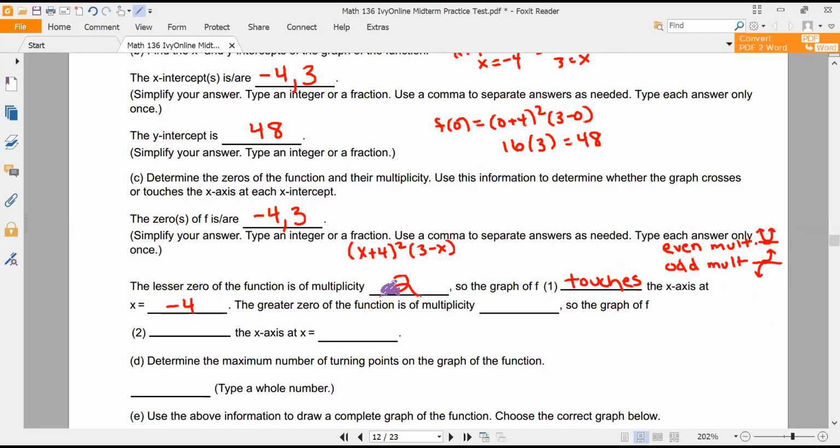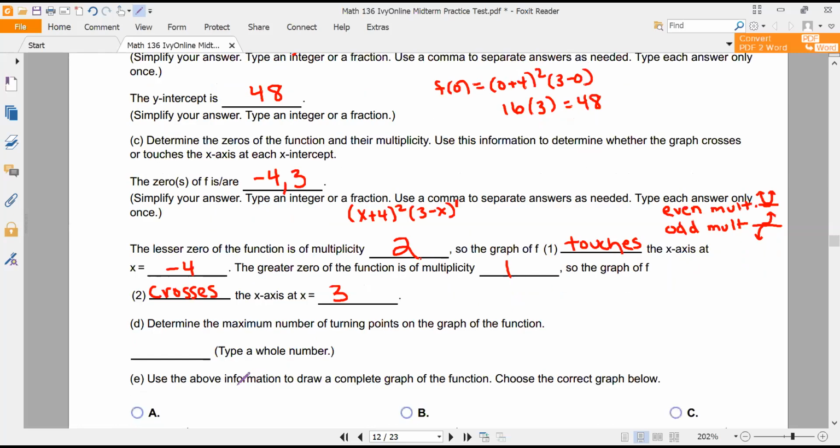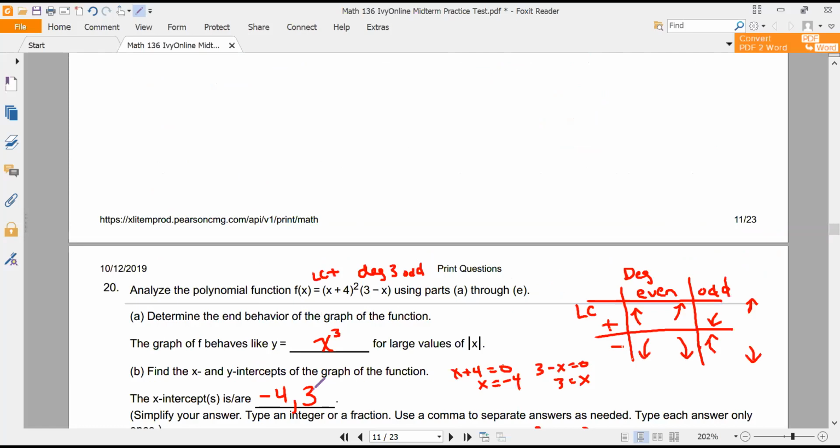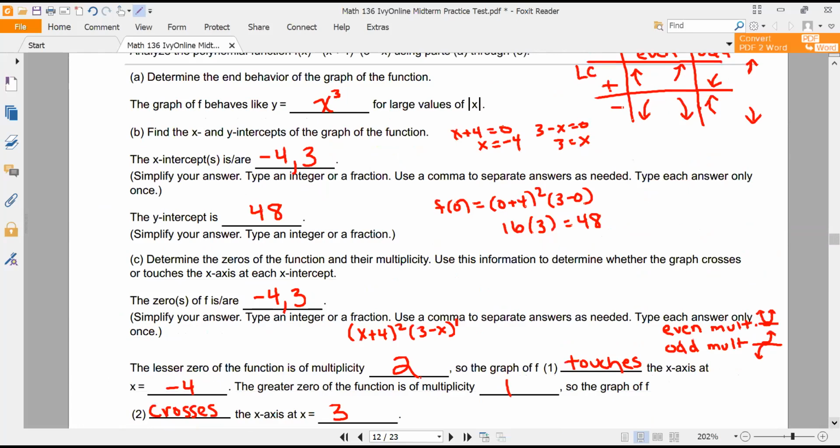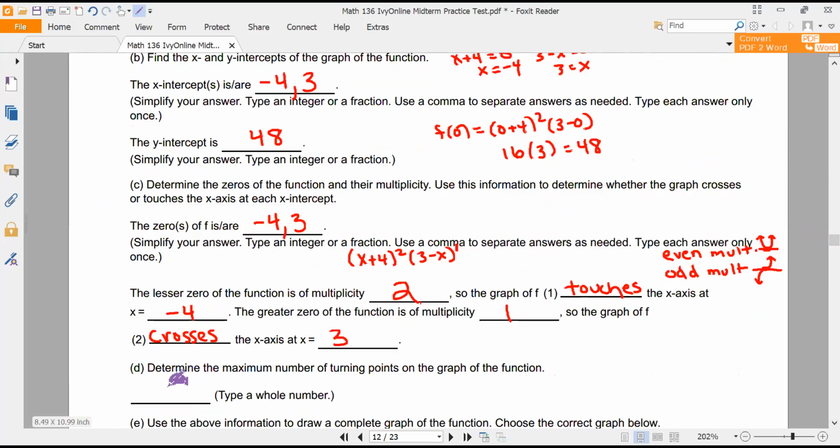Now the greater 0 was 3, and it came from this factor, which has a multiplicity of 1, and that is odd, so that will cross, which they say crosses. I think you have a drop-down box, and that was at x equals 3. All right, so a couple more questions before we can pick the graph. It says determine the maximum number of turning points of the graph. That has to do with the highest degree we determined, which was 3. If we multiplied this whole function out, it would have been an x cubed. So your maximum number of turning points is always 1 less than the degree of your polynomial, your highest degree. So 3 minus 1 would be 2.